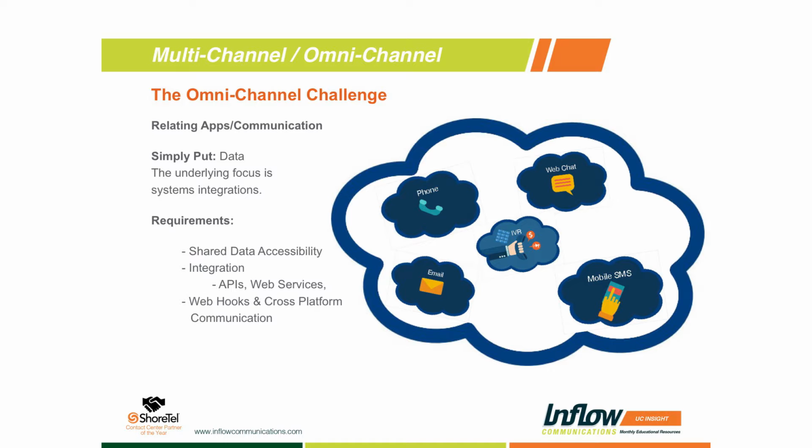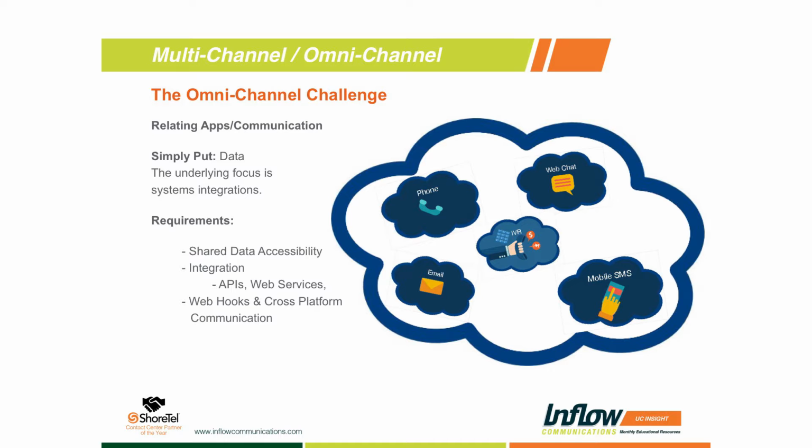Now, the omnichannel challenge really is relating applications and communication. How do you get the applications to converge? The best way, and the only way really, is through data. Big data: not only are we talking about historical analytical data from our applications' point of view, but sharing information across mediums. And the underlying focus is always systems integration. So to jump to an omnichannel solution requires that you really do some thoughtful planning on how you will access information and share information across platforms. The requirement for doing this is really shared data accessibility.